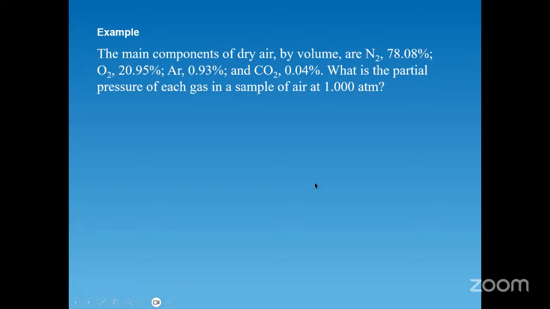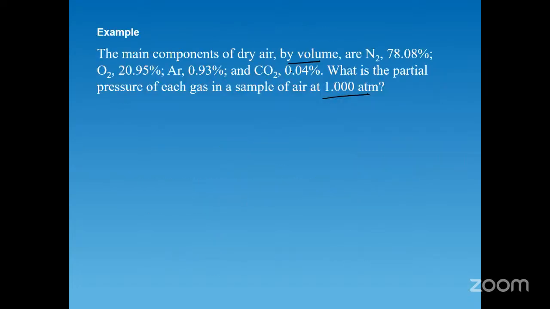It says the main components of dry air by volume are, and it gives you the different percentages for nitrogen, oxygen, argon, and carbon dioxide. So the question is asking, what is the partial pressure of each gas in a sample of air at 1.00 atmospheres? Now, they said that the percentages by volume are given, right? Those percentages are basically the same as the percentages by pressure, assuming that the number of moles and so on are fixed.